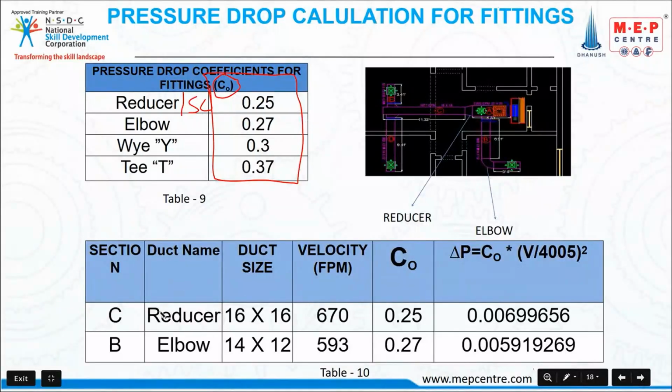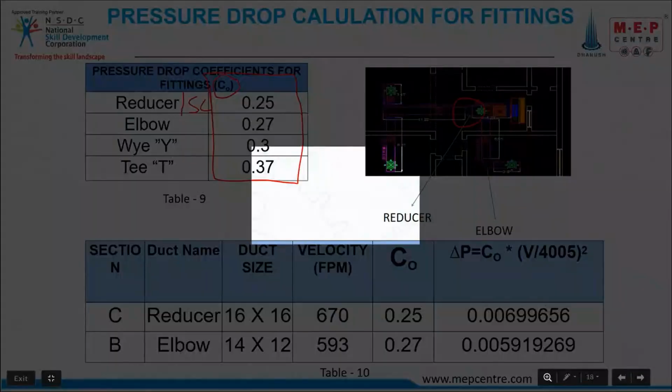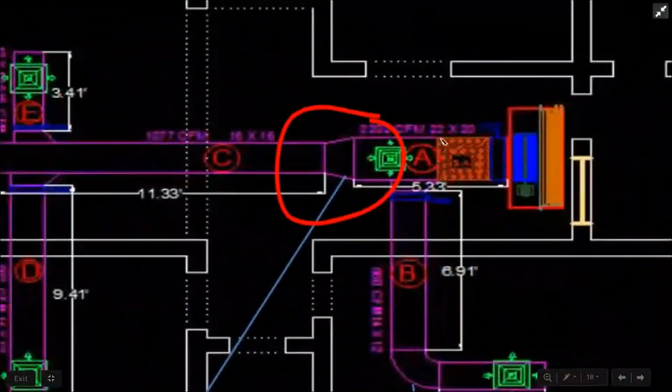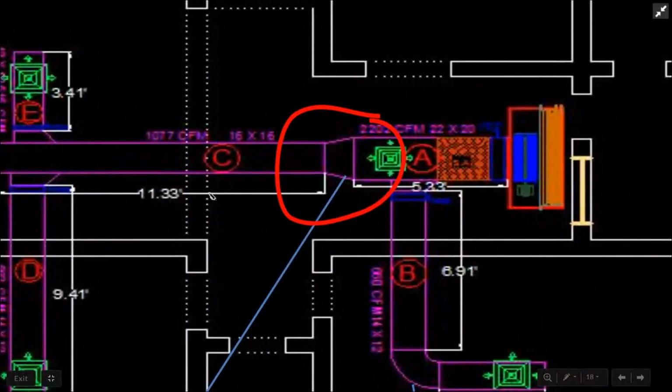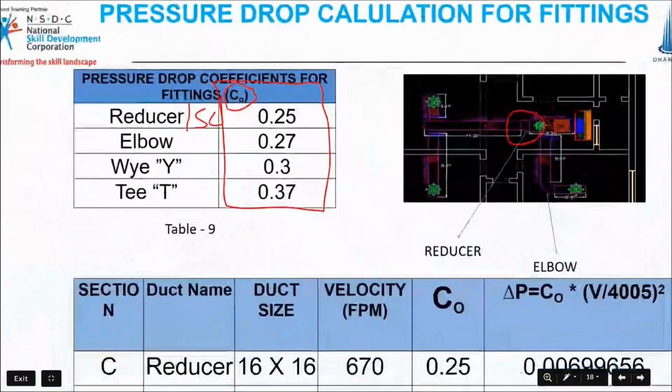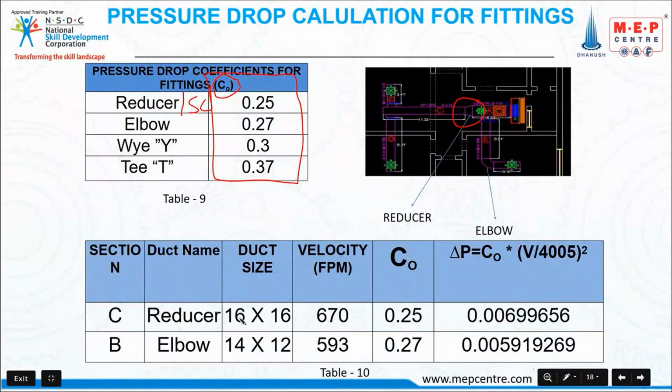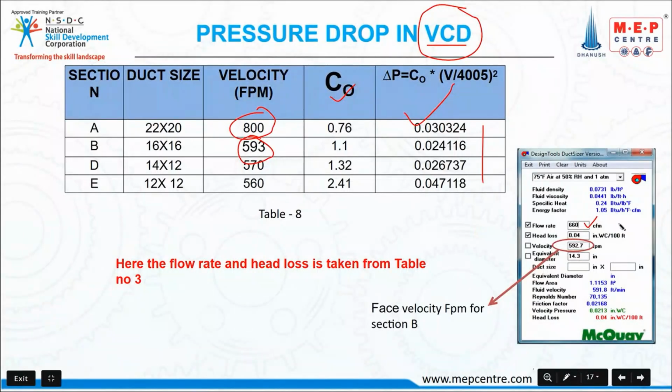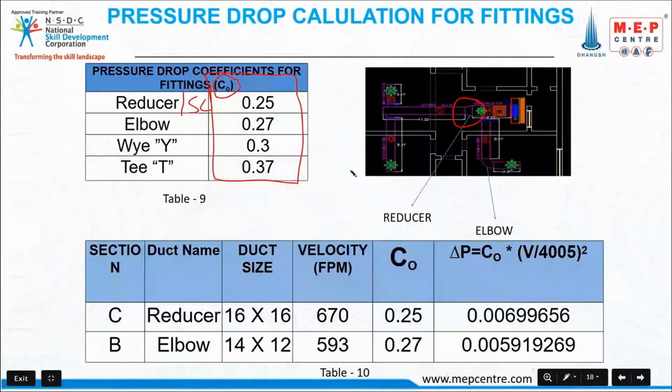Okay. So where is the reducer? The reducer is in section C. Okay, this is the reducer, right? So this is the reducer, which comes under section C basically. The size of C is 16/16, velocity 670, face velocity. Previously we got it for section C. If you check the face velocity by using this principle, you'll get the face velocity. And the C0 value they have given here, so we'll find out the C0 value.